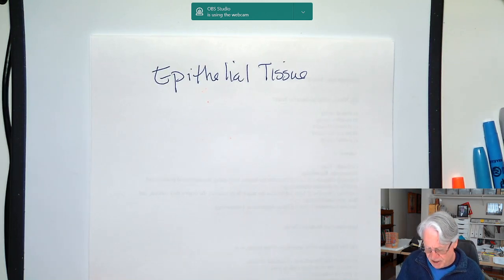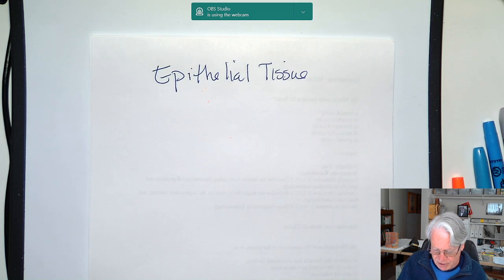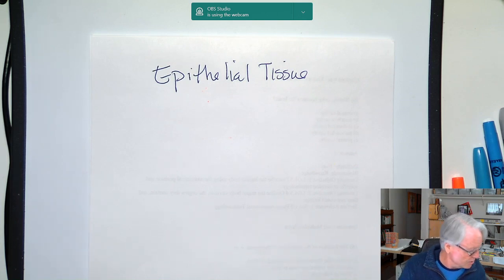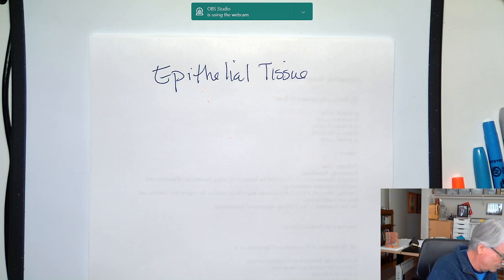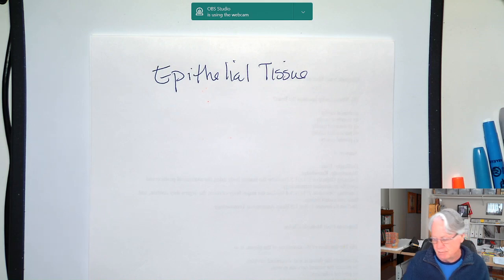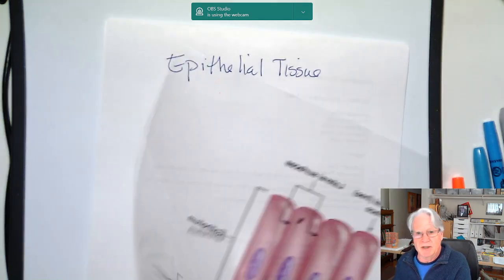And to begin with, we want to talk about the orientation of the cell, the basement membrane, and the characteristics, as well as the functions. So let's take a look at that. First of all, we're going to use this drawing to help us.